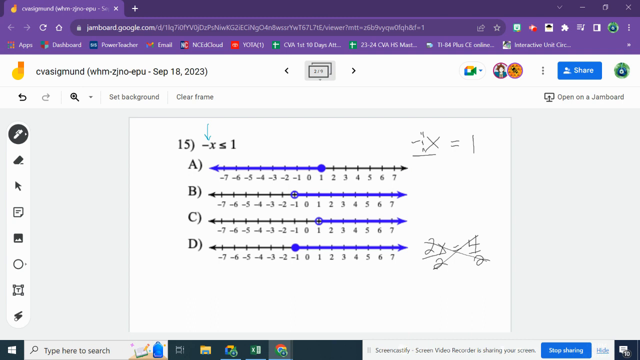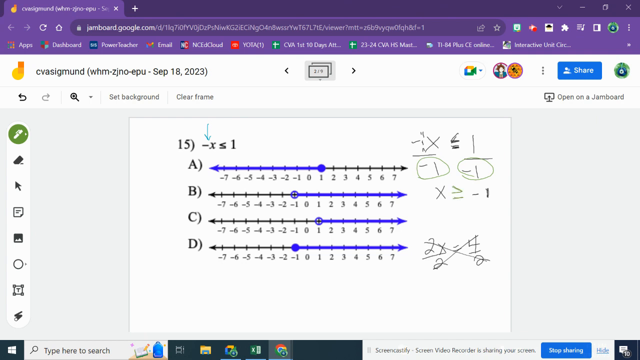So we're going to divide by that negative 1. Now, if it was an equal to, that would be fine. We would just keep going. But the golden rule of inequalities says that when I divide or multiply by a negative number, then you're going to flip your sign. So instead of it being less than or equal to, it's now going to be greater than or equal to.